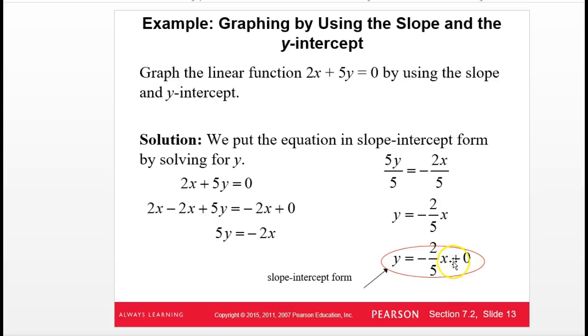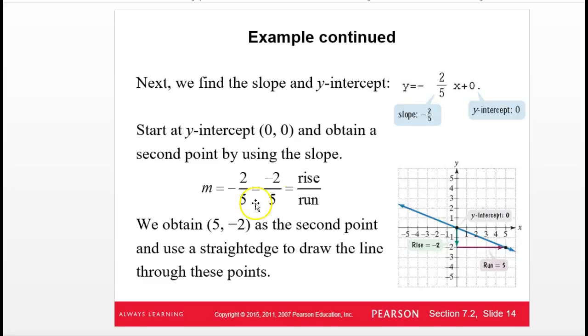Notice the plus 0 kind of went away because we just combined, and then it came back. It came back because we want it to look like mx plus b. So that means our y-intercept here is 0, which means it goes through the origin. All right, 0, 0, and then we're going to go down 2, right 5. So down 2, right 5, and that'll be our second point.